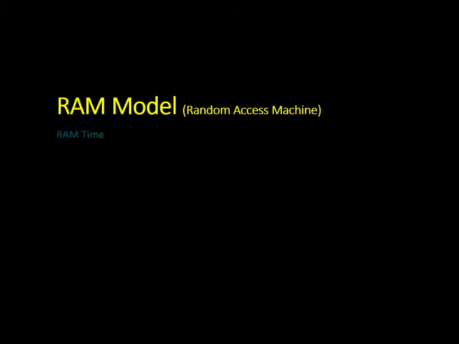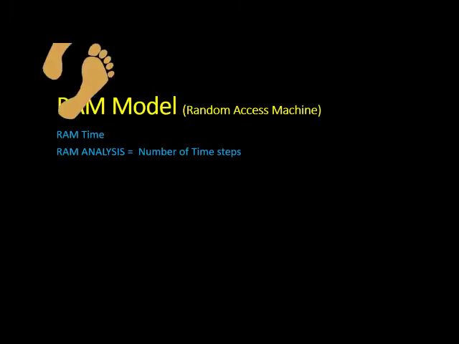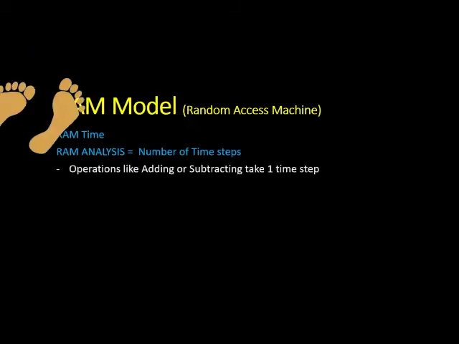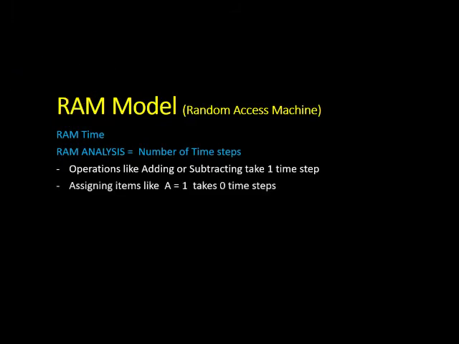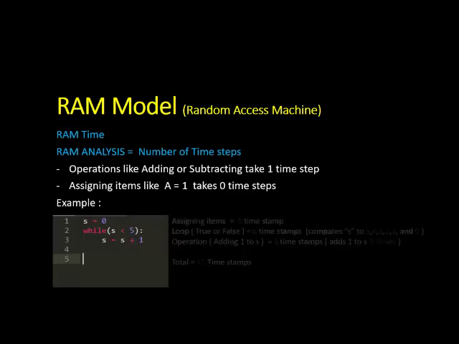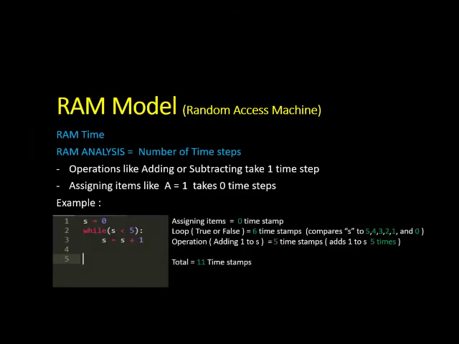In a RAM model, we also have what we call the RAM time. We have the RAM analysis, where we take the number of time steps. Since this is time complexity, operations like adding or subtracting take one time step. We are measuring the time steps, the time complexity it has. Assigning steps, like A equals 1, take 0 time steps. For example, right here in line 1, we assign S to 0, which has 0 time steps.